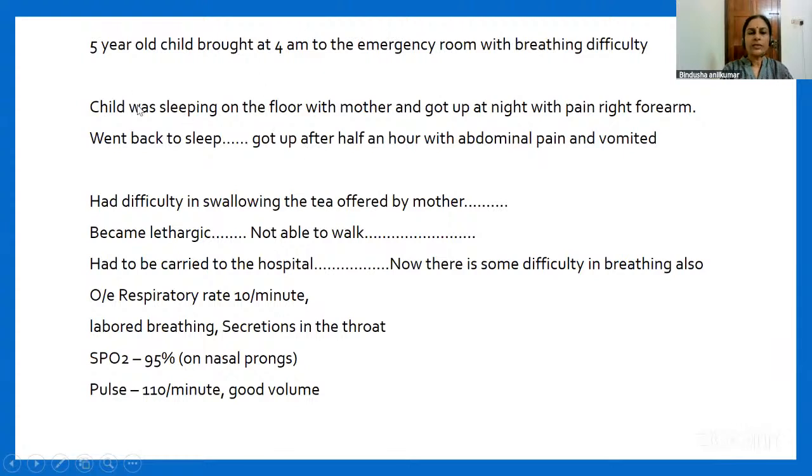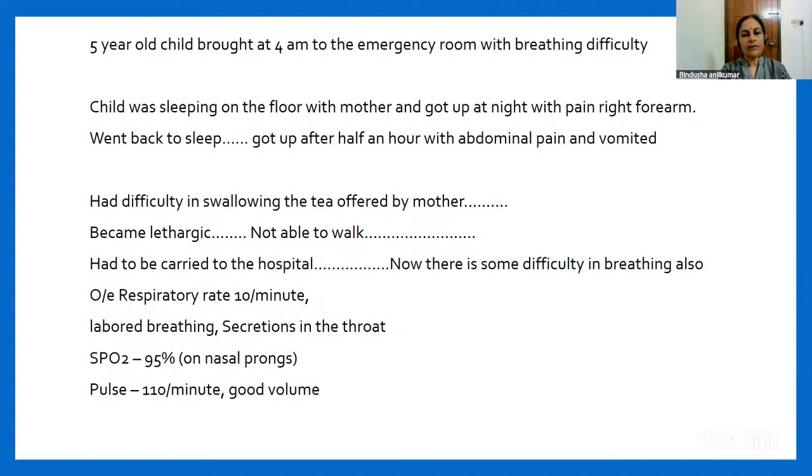The child was sleeping on the floor with the mother, and he got up at night with pain in the right forearm. He said that he has some pain in the right forearm. Then he went back to sleep. He got up around half an hour after this incident with abdominal pain and he vomited. Then the mother gave him some tea and he had some difficulty in swallowing the tea. He became lethargic, was not able to walk at all. He had to be carried to the hospital.